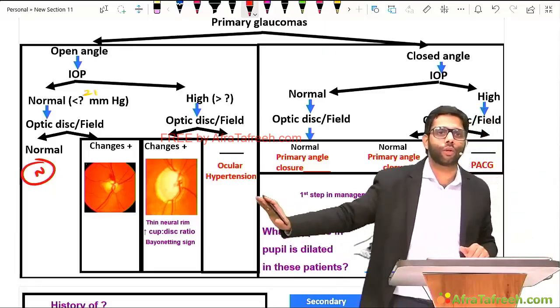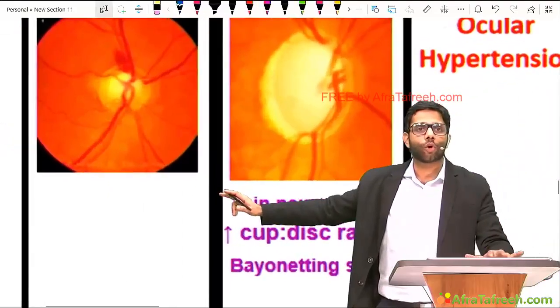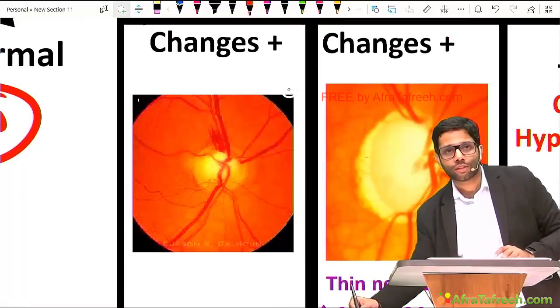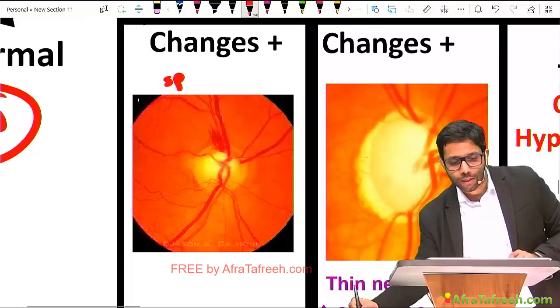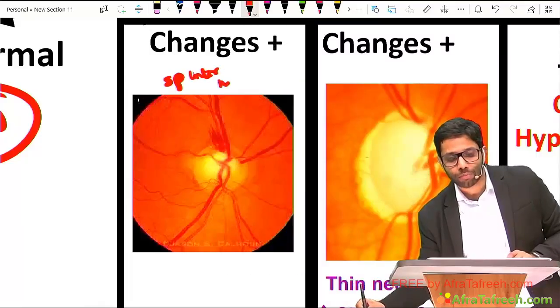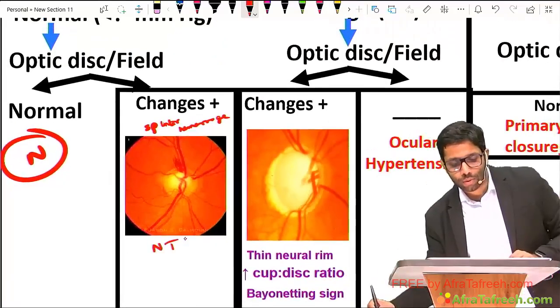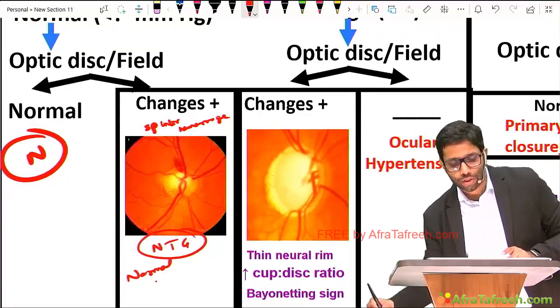It's a normal individual. But if the pressure is normal and there are changes in the optic disc, see, this is the optic disc, best seen by slit lamp biomicroscopy. What is this change? This is a change in the optic disc known as a splinter hemorrhage. Splinter hemorrhage is an optic disc hemorrhage, a flame-shaped hemorrhage, suggestive of ischemia or hypoperfusion of the optic disc, seen in normal tension glaucoma patients. NTG means normal tension glaucoma. The pressure is normal, still there are optic disc changes.